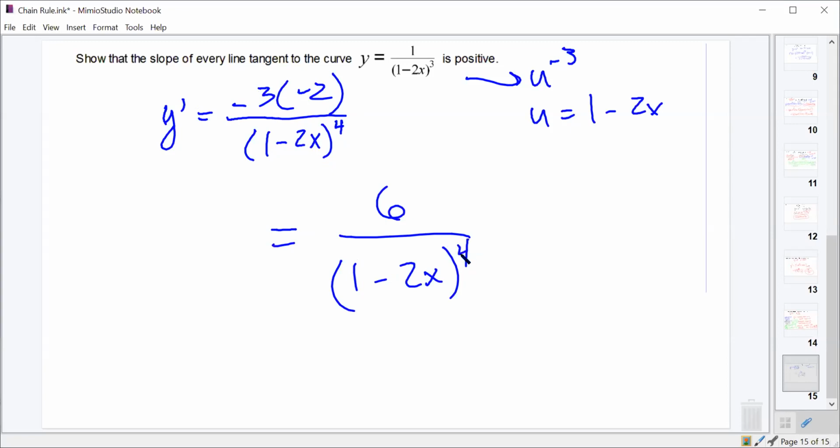And if this represents the slope of the tangent line, well, we should be able to say that it's always positive, because what is 6? 6 is a positive number. And we're dividing it by something raised to the 4th power, which is going to be a positive number. And a positive divided by a positive is always positive. Everybody good with that?